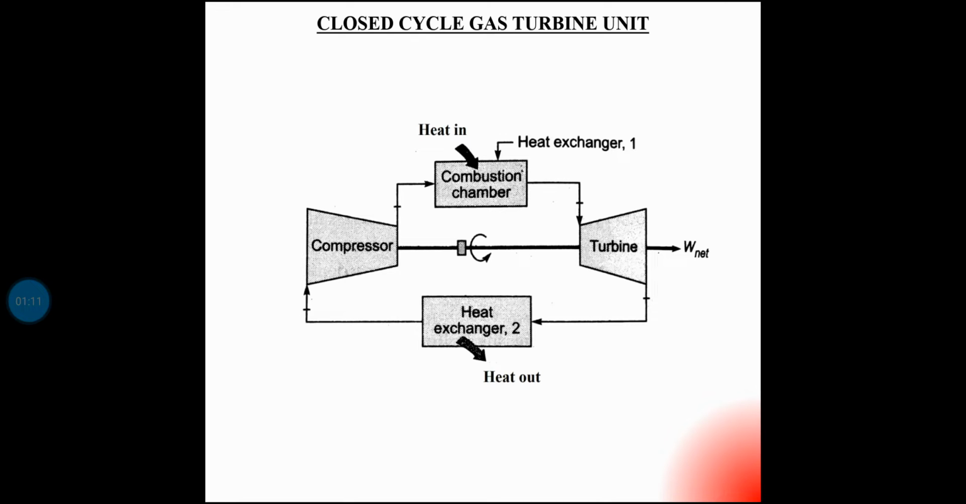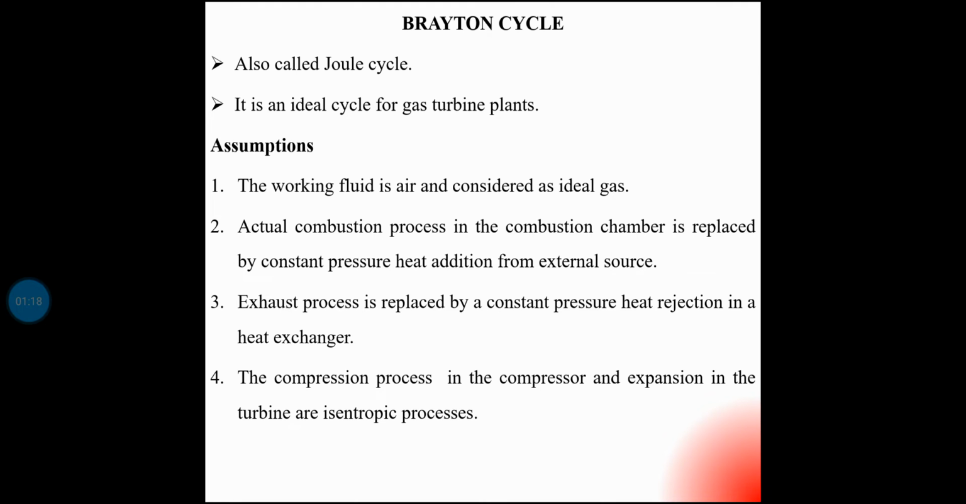Now we are going to discuss the ideal cycle of a gas turbine unit. The working cycle of gas turbine unit is called Brayton cycle. It is also called Joule cycle. The main assumptions in the analysis are: first one, the working fluid is air and considered as ideal gas.